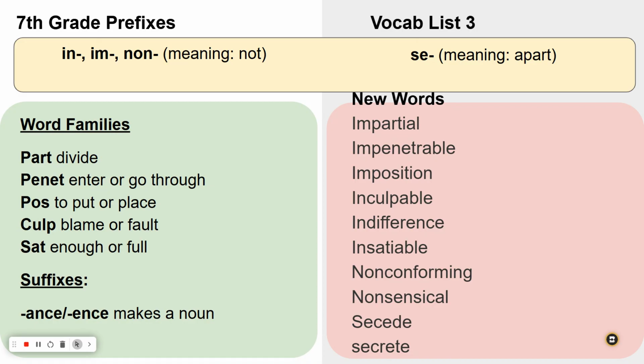So our new word list, I'm going to pronounce them all for you. Impartial, impenetrable, imposition, inculpable, indifference, insatiable, nonconforming, nonsensical, secede, and secrete.